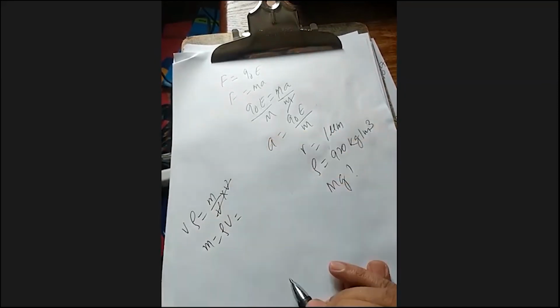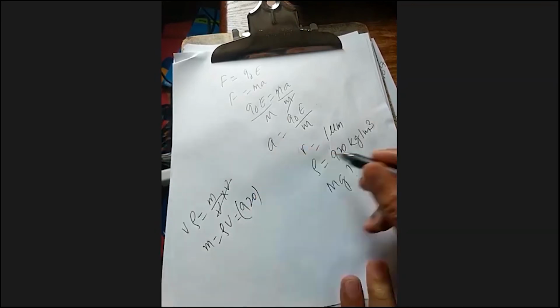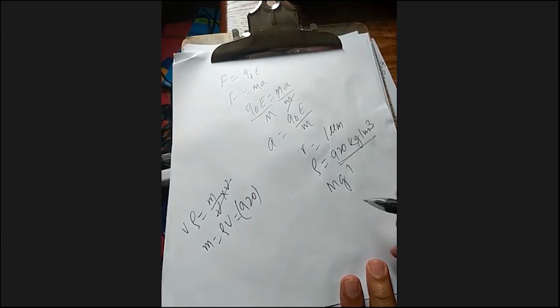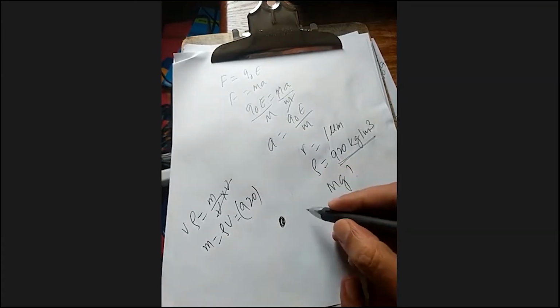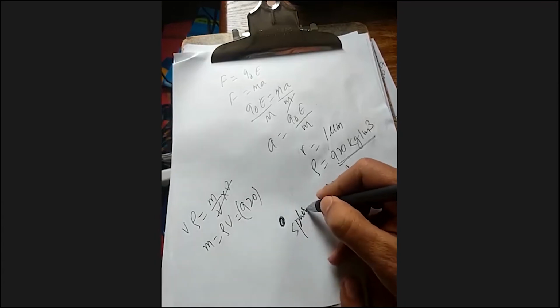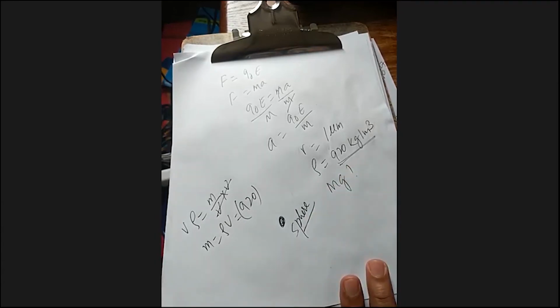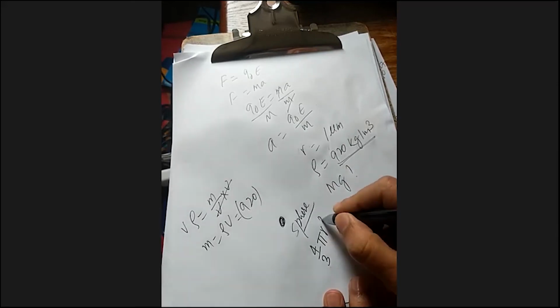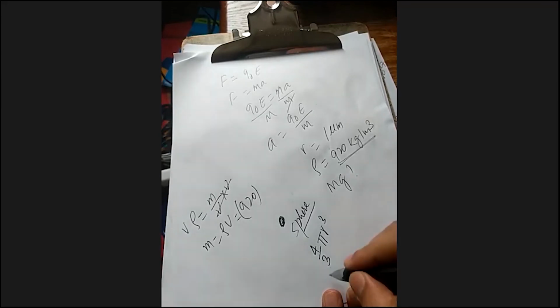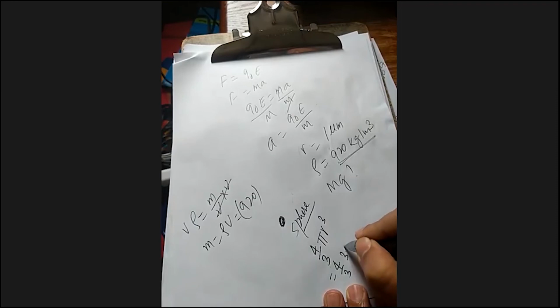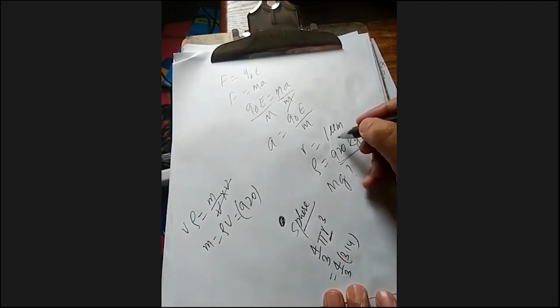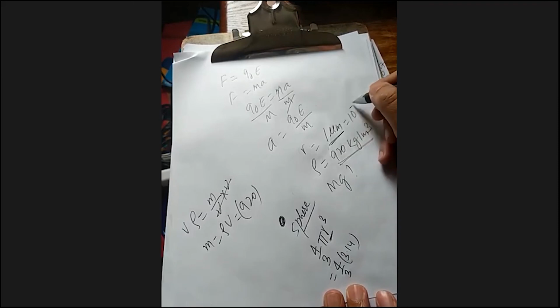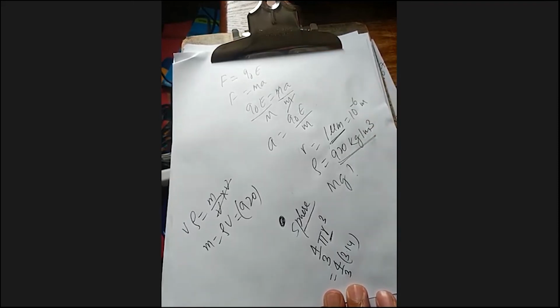So rho is 920. It's given here. And what is your V? The oil drop is a sphere, right? A tiny sphere. So what is the volume of the sphere? 4 over 3 pi r cubed. That's the volume of the sphere. So pi is 3.14. What is the radius? 1 micrometer, right? Which is 10⁻⁶ meter. Then 10⁻⁶ cubed.